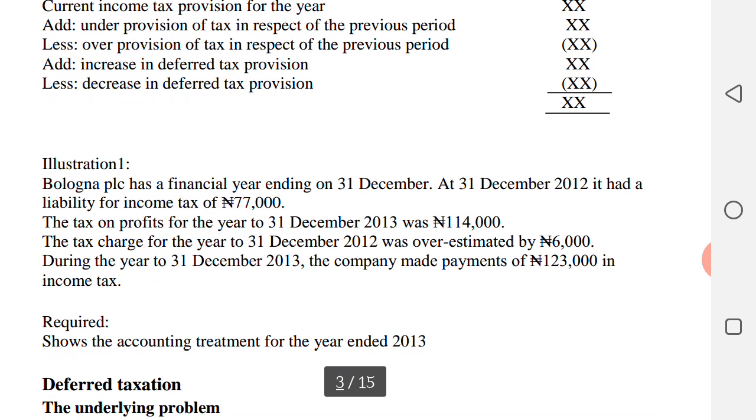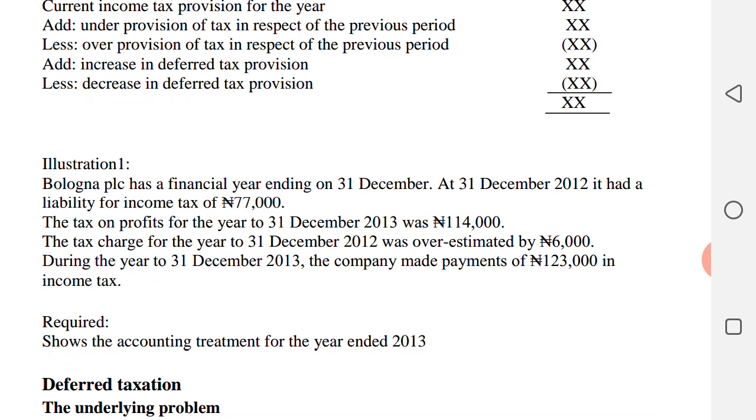We said Bologina is a company. In 2012, it has an income tax liability of this. So this is our opening balance. The tax on profit for the year to 31st of December 2013 was 114,000. So the tax on profit for the current year is this. The tax charge for the year to 31st December 2012 was overestimated. That is over provision. So we have over provision of 6,000.